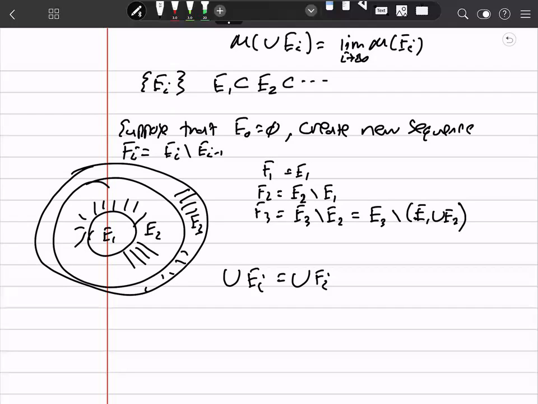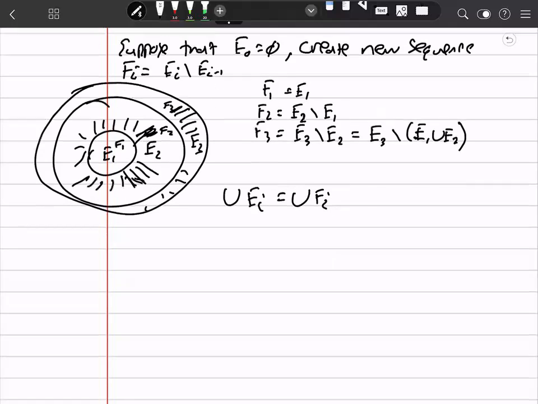And this is clearly disjoint. It's disjoint by our drawing here, right? We could see that all of these, F1, so this is F1, this stuff out here is F2, this stuff out here is F3. These are all disjoint.